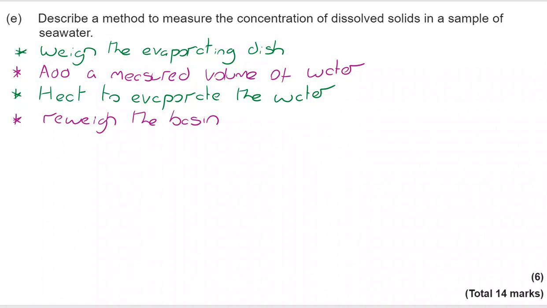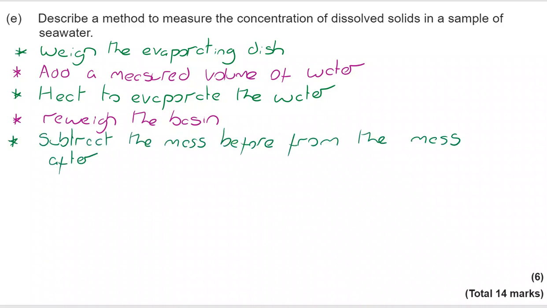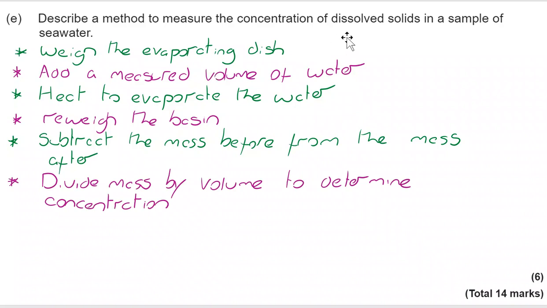You're going to reweigh the basin. Now you might need to do these steps more than once. You evaporate, you weigh, and then you heat again and you weigh, you heat again and you weigh, and you do that until the mass no longer changes. At that point we can be confident that we've heated to dryness. Now we've got the mass of the basin with the dissolved solids and we've got the mass of the basin alone. So if we subtract the mass before from the mass after, we have got the mass of dissolved solids.